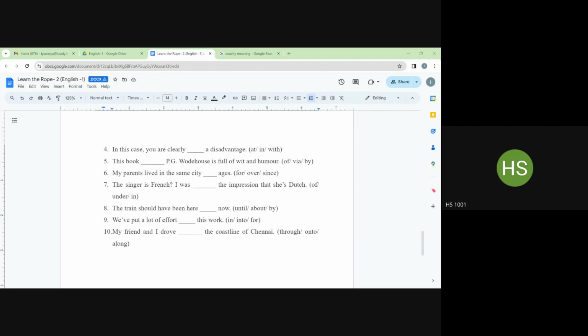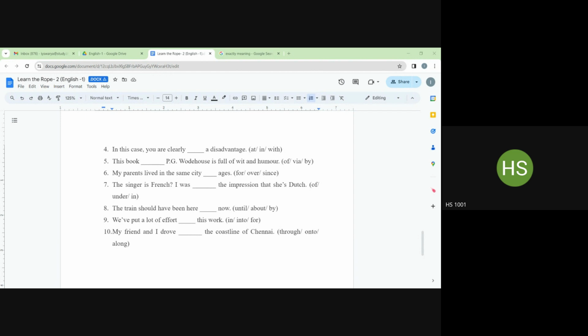Eighth one. The train should have been here dash now. Until now? By now, right? It should have been here by now, not until now. It was here until now. Is it right? Yes, that is right. It was here until now. It just left the platform, right? Yes. But it should be here by now. So this is again you're specifying a time limit, right? So that's "by now".